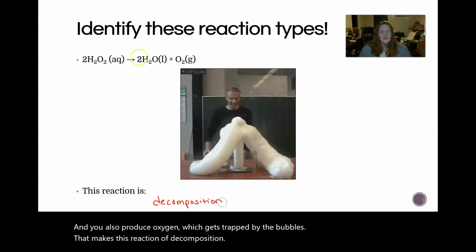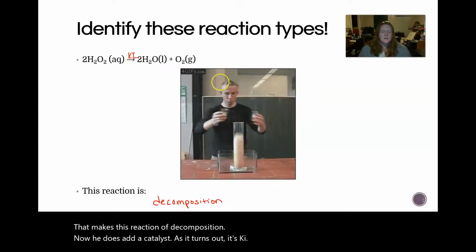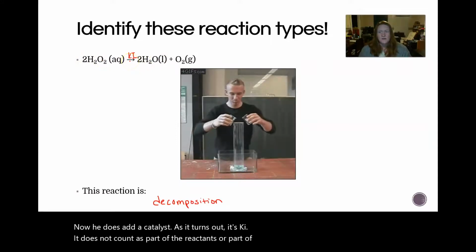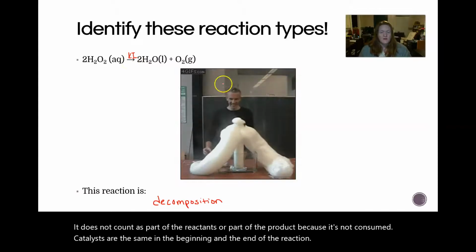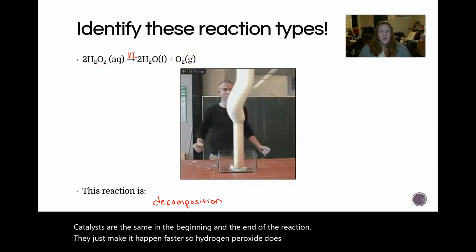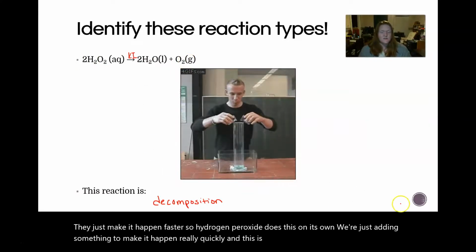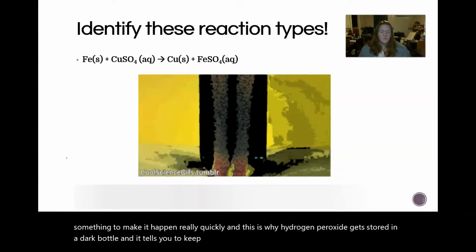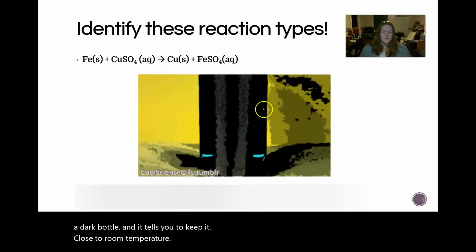Now he does add a catalyst, as it turns out. It's KI. It does not count as part of the reactants or part of the products because it's not consumed. Catalysts are the same in the beginning and the end of the reaction. They just make it happen faster. So hydrogen peroxide does this on its own, we're just adding something to make it happen really quickly. And this is why hydrogen peroxide gets stored in a dark bottle and it tells you to keep it close to room temperature.